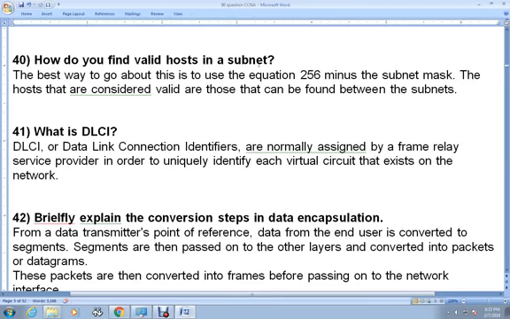How do you find valid hosts in a subnet? The best way to go about this is to use the equation 256 minus the subnet mask. The hosts that are considered valid are those that can be found between the subnets. I have explained about subnetting also, how to calculate subnet, supernet and all.